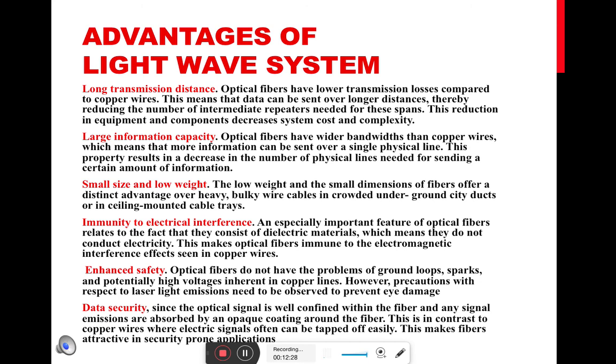Next is enhanced safety. The optical fiber has a buffer coating or buffer jacket, which secures the information being transmitted through the optical fiber, and it is also immune to sparks and other high-potential voltages. Now the next one is data security. It provides high data security because tapping of signals in an optical fiber is not possible, and also we transmit signals in coded form, and decoding of these signals is not possible for eavesdroppers unless that code is obtained.